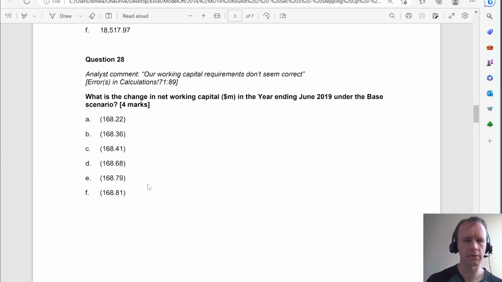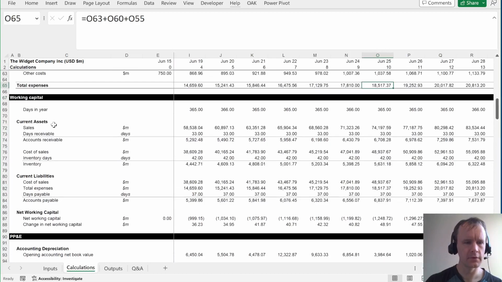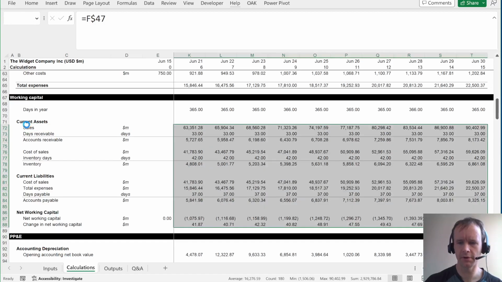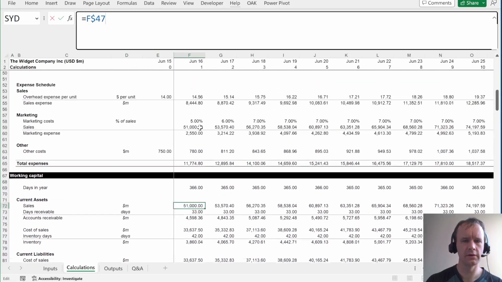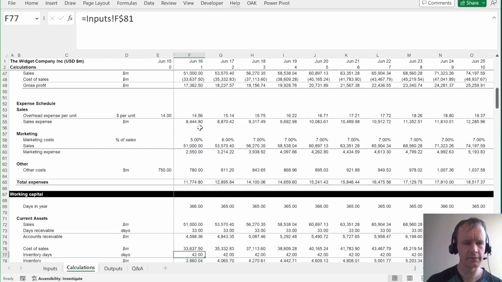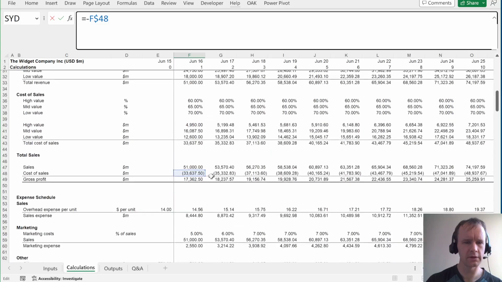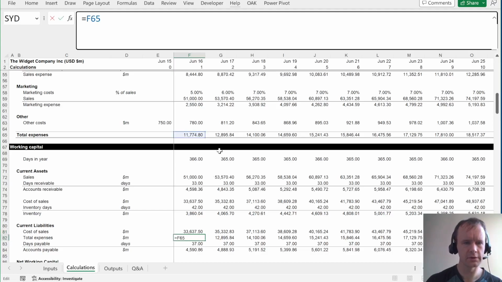Okay, our working capital requirements don't seem correct. 71 to 89. Okay. So again, first thing I'm going to do, are there any differences as we go across? Nope. All right. So this is pointing to sales. Let's just see that it is actually, yes, that is picking up sales, fine. Cost of sales, yes, that's picking up the right thing.